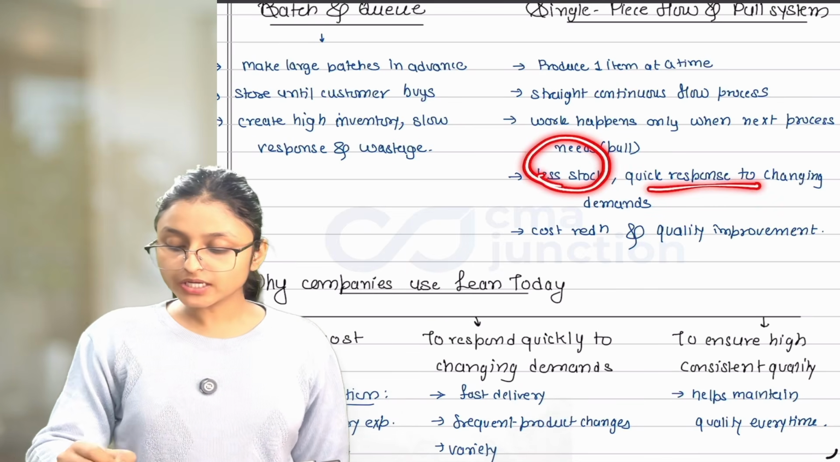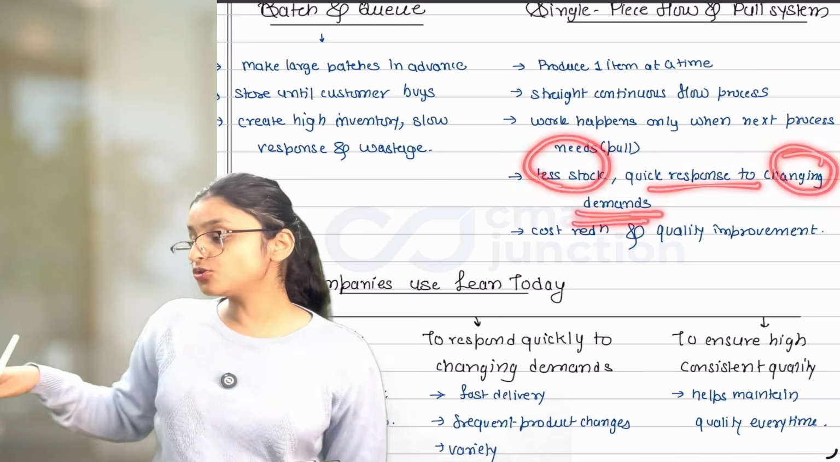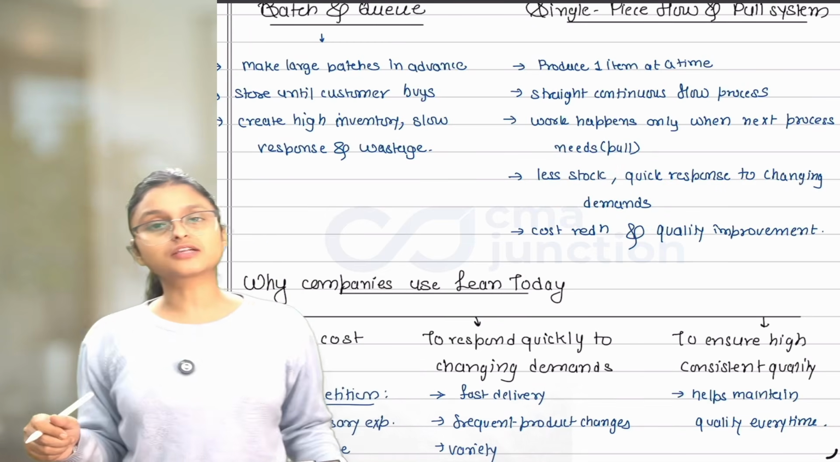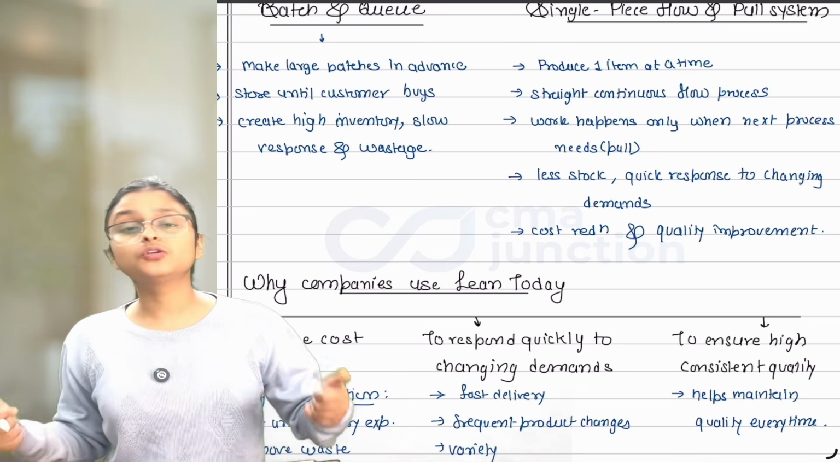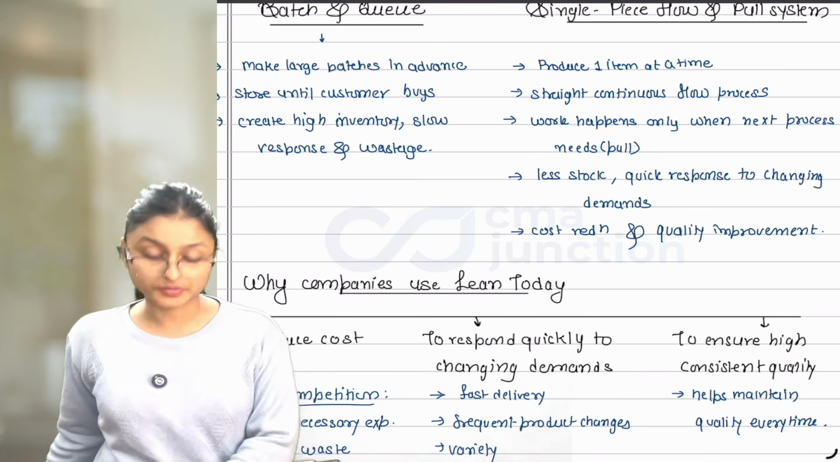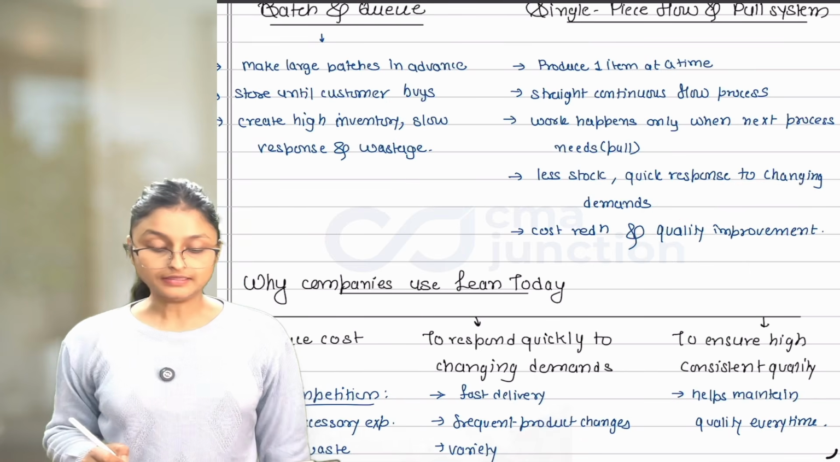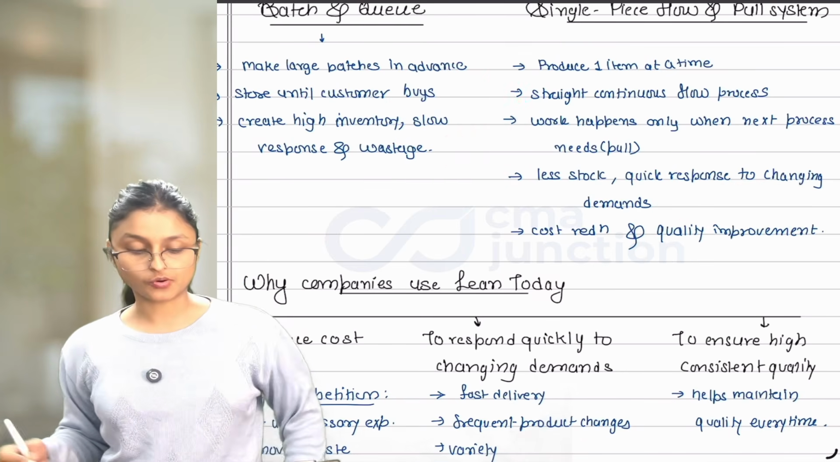Less stock, quick response to changing demands. As we don't have a lot of inventory, whenever the demand changes, we can change our system and produce accordingly. There will be no obsolescence because no inventory is already maintained. Cost reduction and quality also improve. This is why lean is useful for the organization.